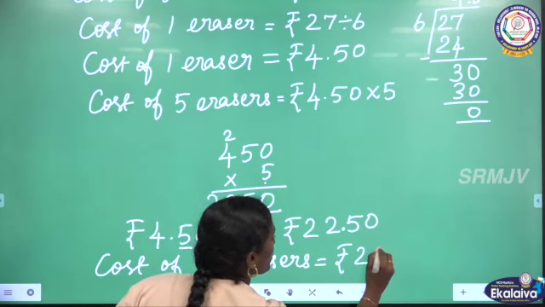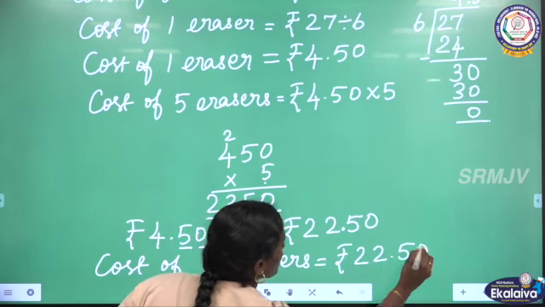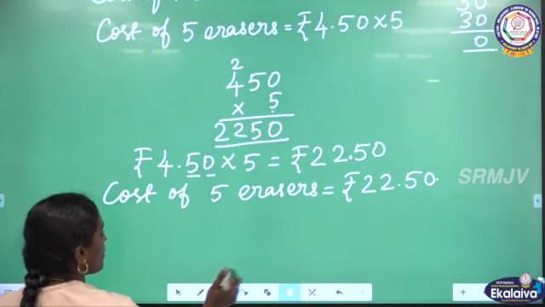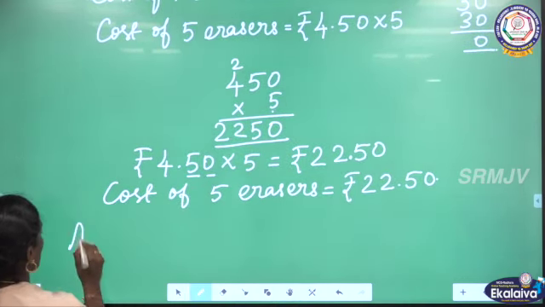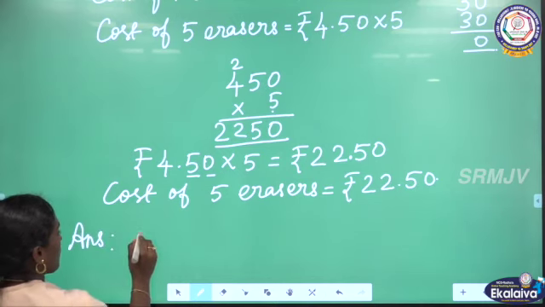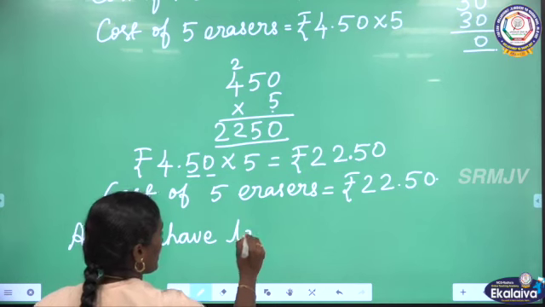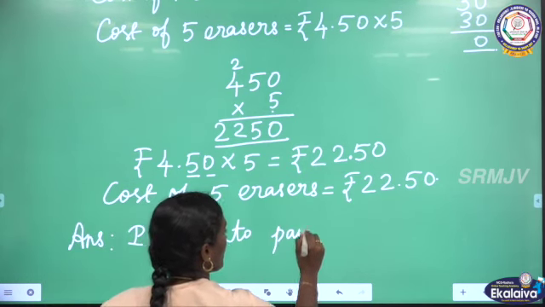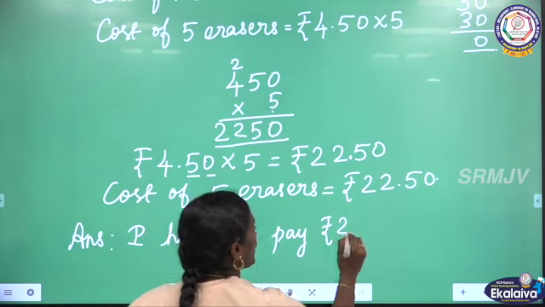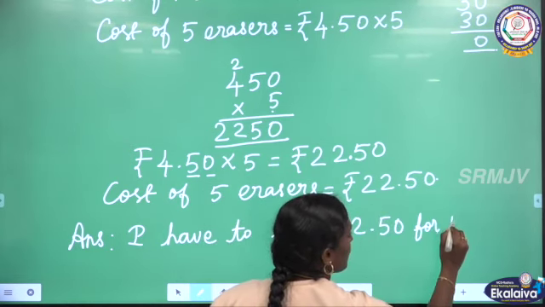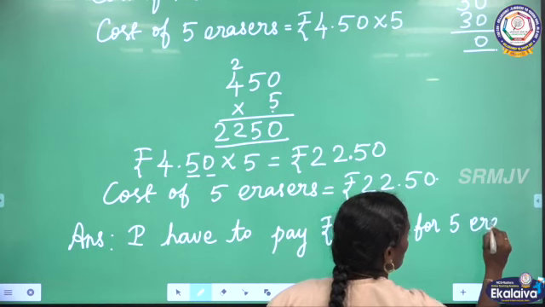Rupees 22.50. So I have to pay rupees 22.50 for 5 erasers.